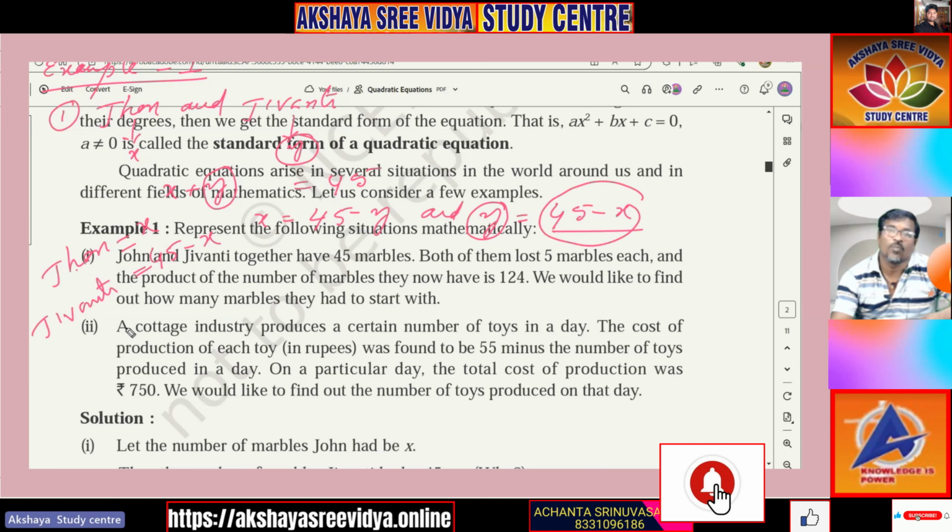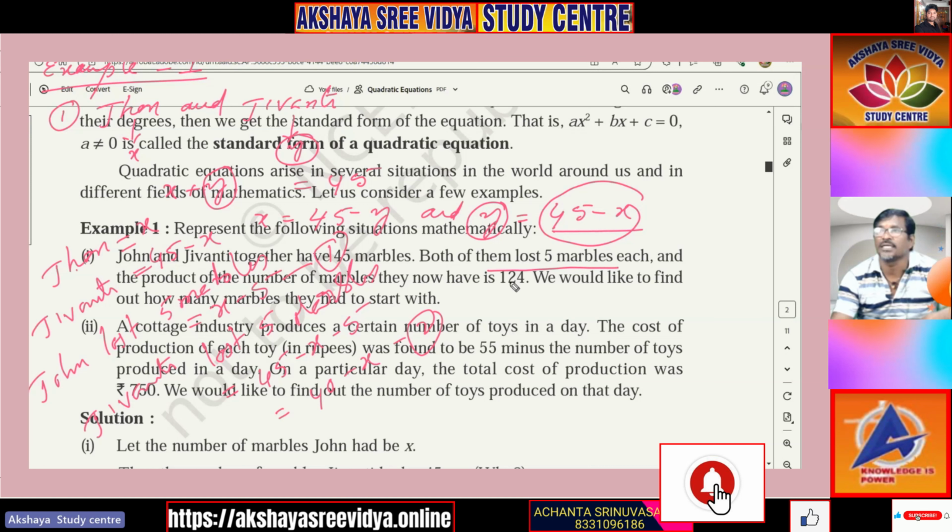Okay. Next, both of them lost 5 marbles, each one 5 marbles. John lost 5 marbles, which implies x minus 5. Jivanti lost 5 marbles, which is 45 minus x minus 5, equal to 40 minus x. This is equation number 1, and this is equation number 2.